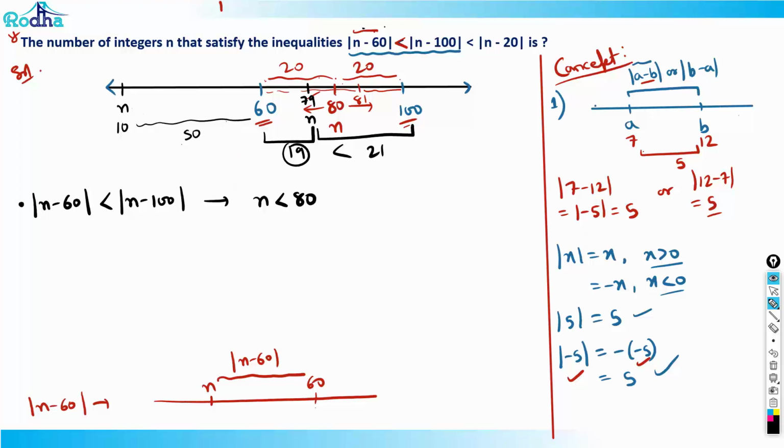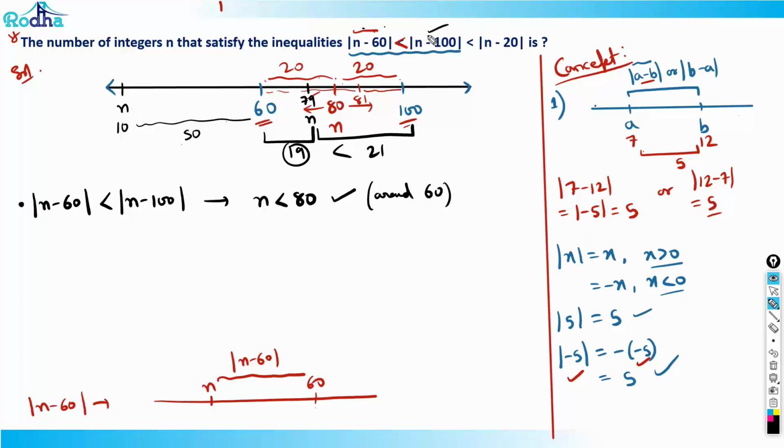So let's try to keep n between 60 and 80 right now, around 60 and 80. The distance from 60 is less than the distance from 100. So now n is less than 80, and we keep it around 60 and 80, because we have one more inequality to follow here.